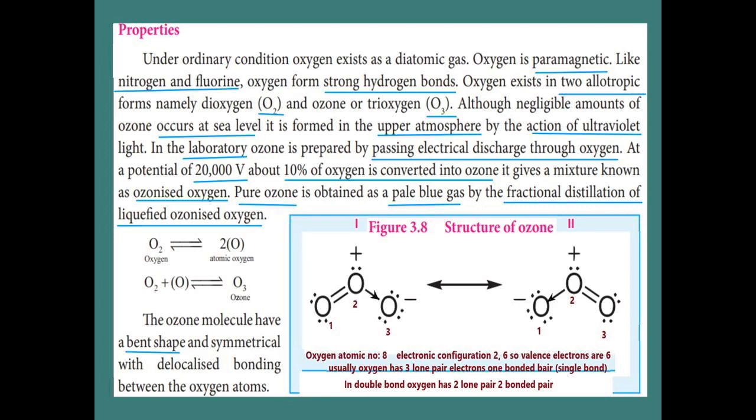The oxygen atomic number is 8. The electronic configuration orbit-wise is 2,6. So the valence electrons are 6 electrons. It forms 3 lone pairs and 1 bonded pair when it forms a single bond. When oxygen forms a single bond, it contains 3 lone pairs and 1 single bond electron. If it forms a double bond, it contains 2 lone pairs and 2 bonded pairs. Now see the first structure.